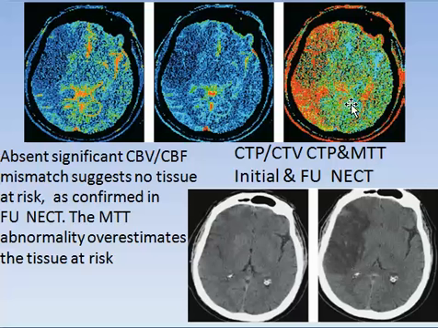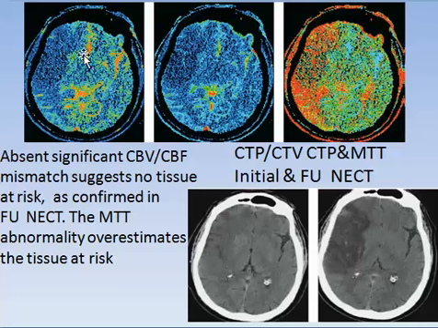The MTT was not true. It overestimates the tissues at risk. So the best is to use these two, cerebral blood volume and cerebral blood flow, and not use the MTT, which is related to timing, because sometimes it gives overestimation.